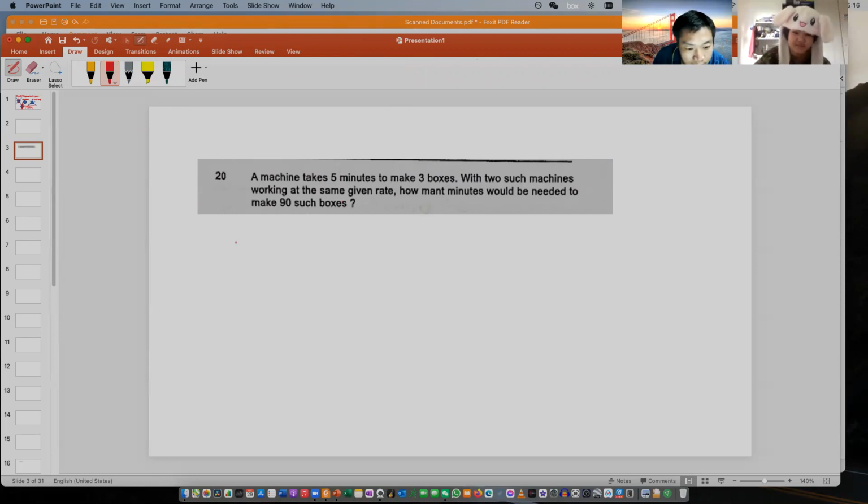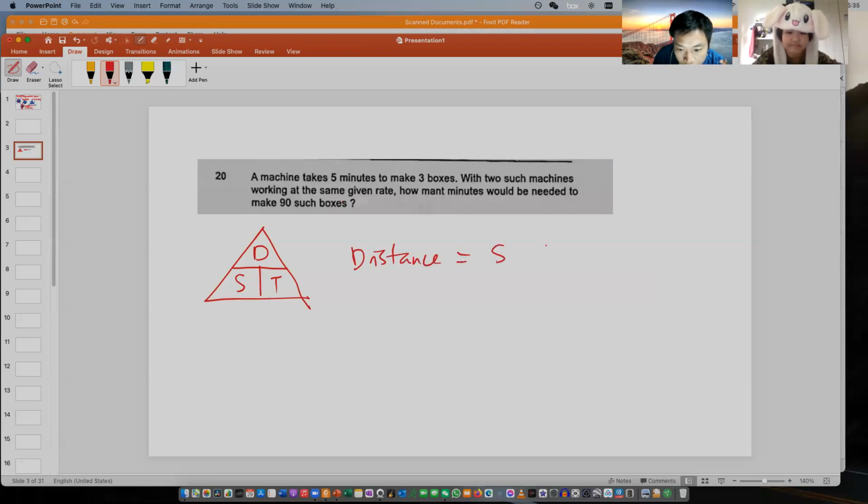I think last time you drew this triangle to me. Actually, I don't call it box lah, but I'm not sure if you are talking about this thing. You put something like this, right? Yeah. This one is for distance is equal to speed times the time. And the question here is similar to this concept.